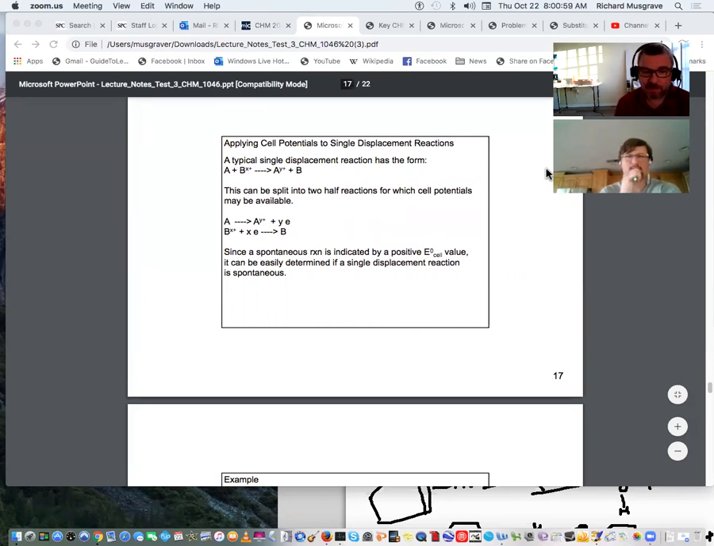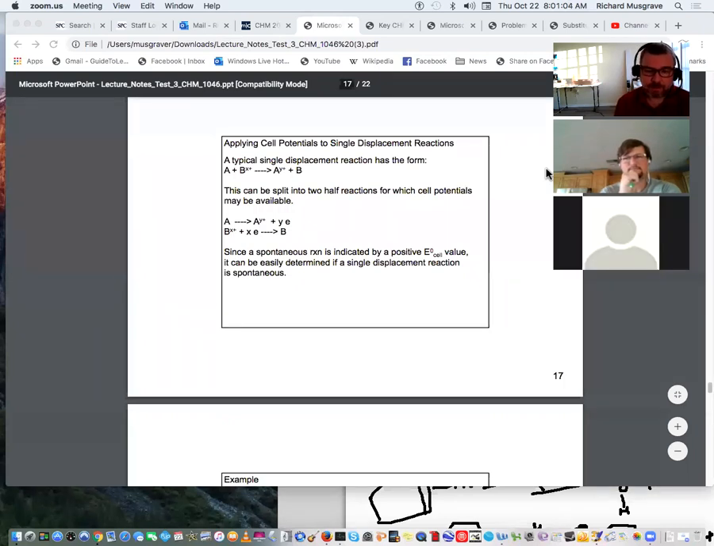Well, this activity table happens to be based upon a standard reduction potential table. So what we're looking at is standard single displacement, which is A plus B^x+ gives A^y+ plus B, which means that the A is becoming a cation, and the B, which is a cation, is becoming a solid. Now, this only happens if A is more active than B. So let's see how we can translate that into reduction potential terms.